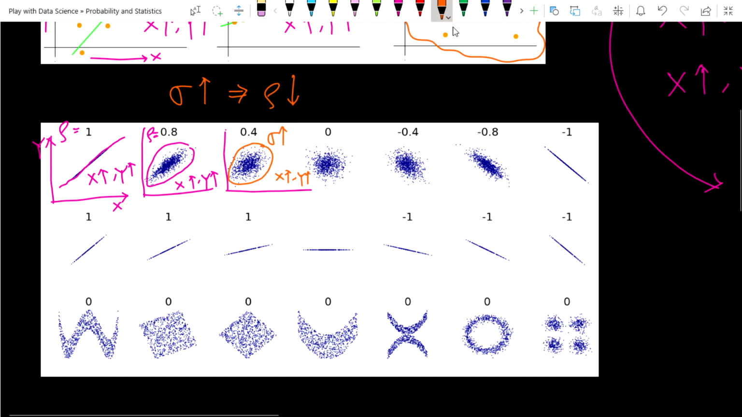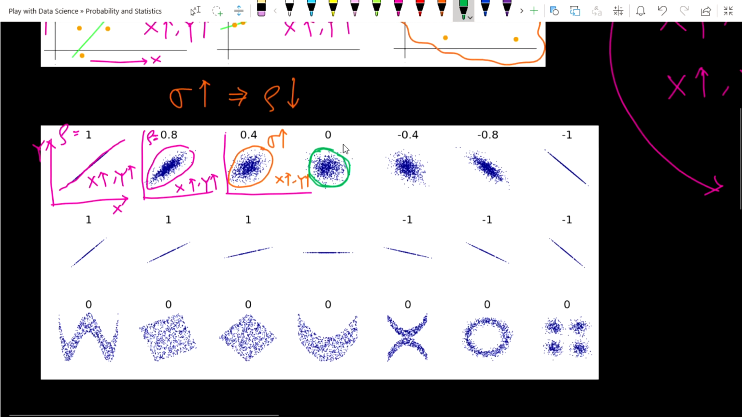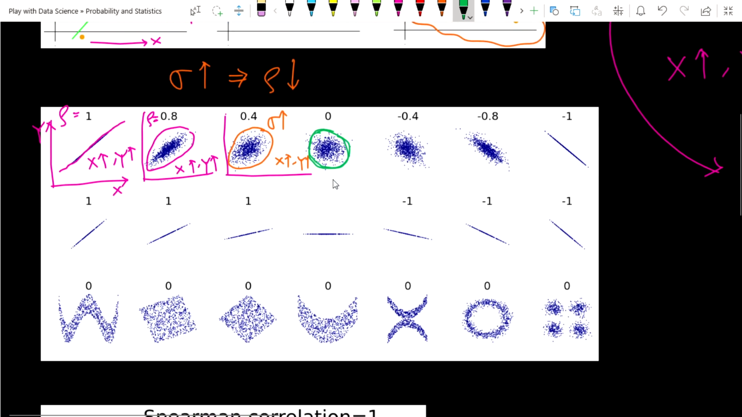Now let's see this picture. Here actually it has taken random data, where no relations are found. So the Pearson correlation coefficient as well as the covariance are both 0. Here the covariance and sigma are both 0.